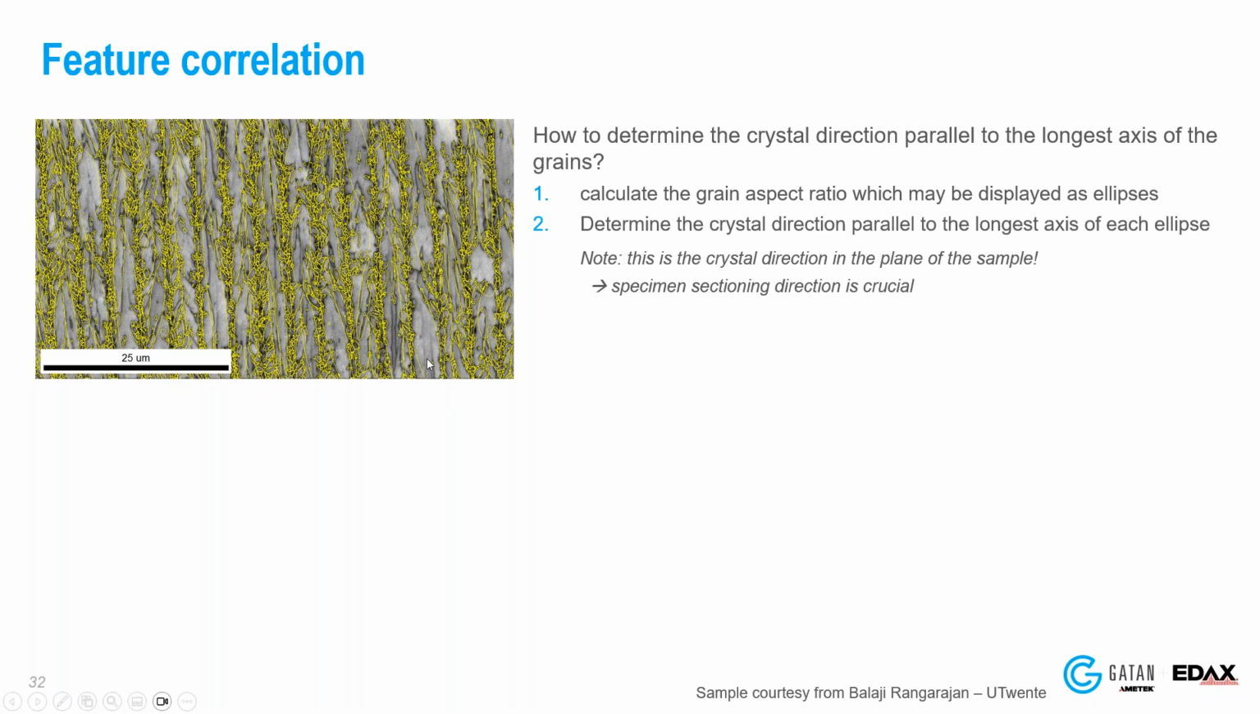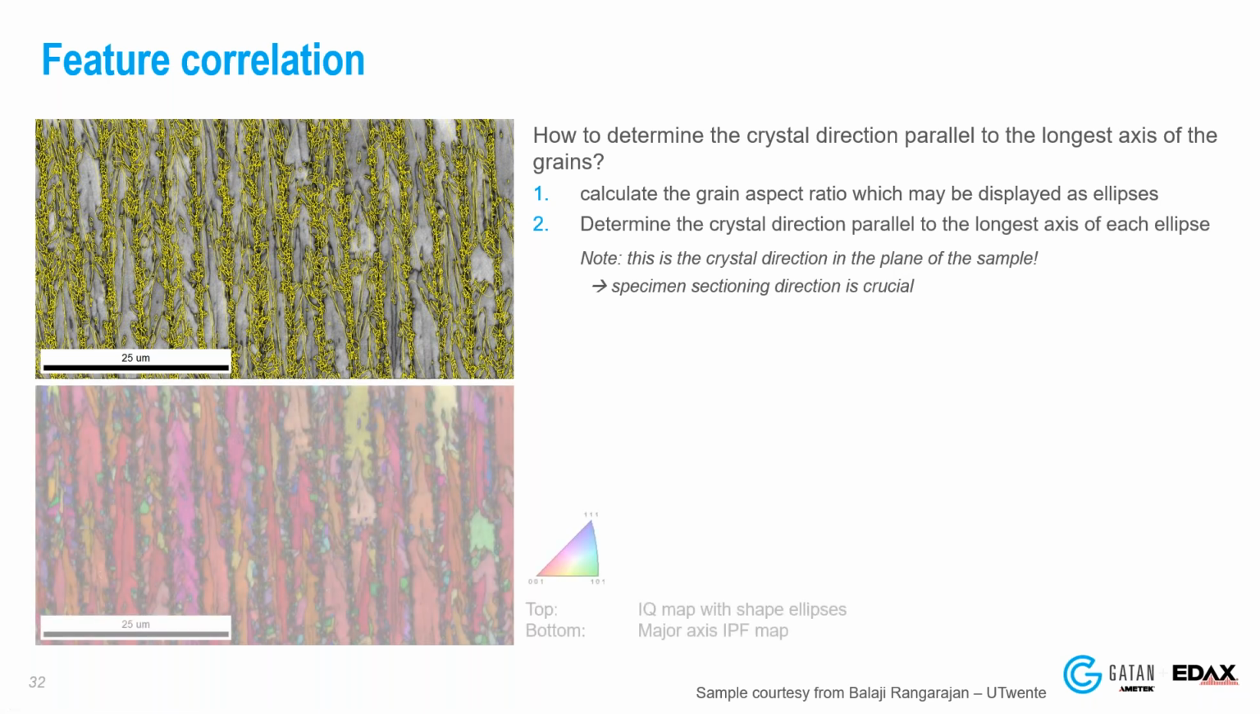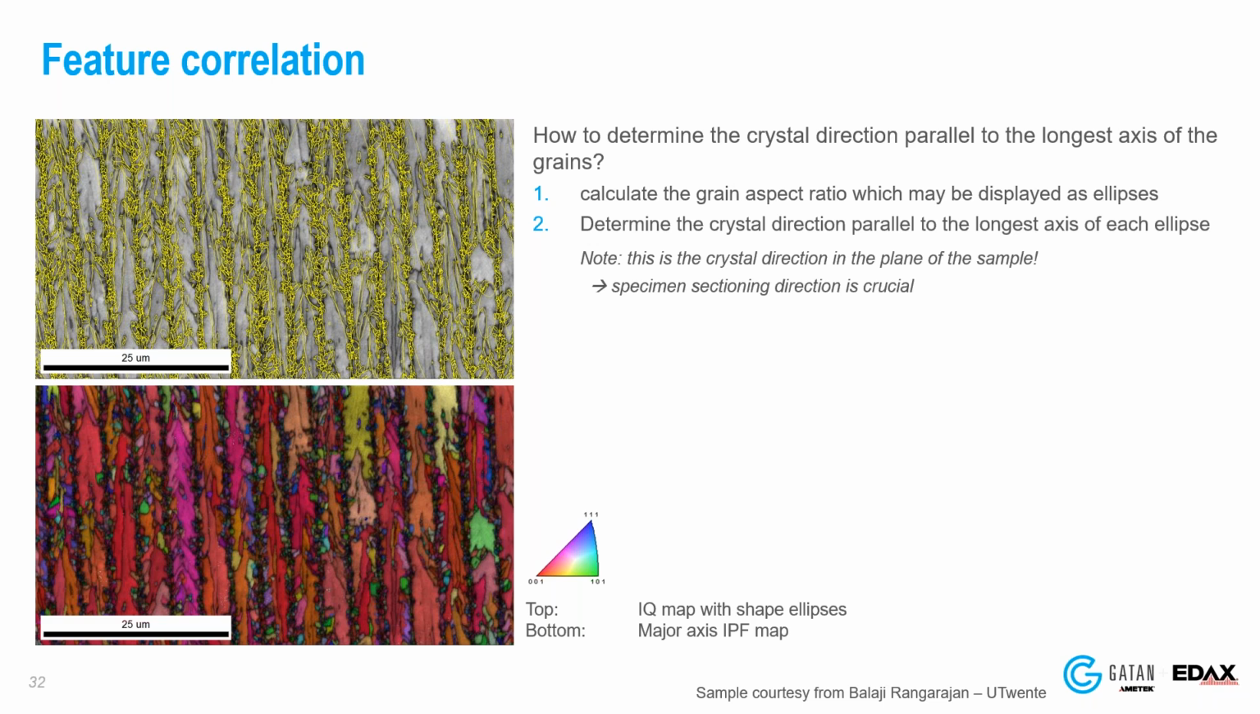ellipse. Now, this is a surface film, so that's easy, but when you make your own sectioning, you have to be careful with the sectioning direction, because the crystal direction we're going to see is in the plane of the sample. So be careful if you need to make a section through some structure. And then I can color code that.